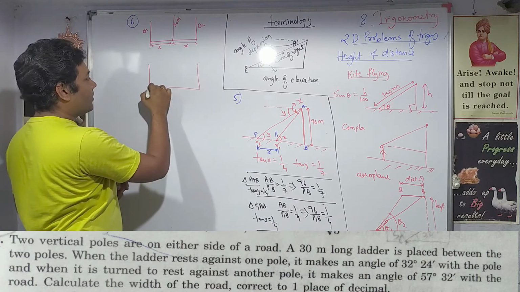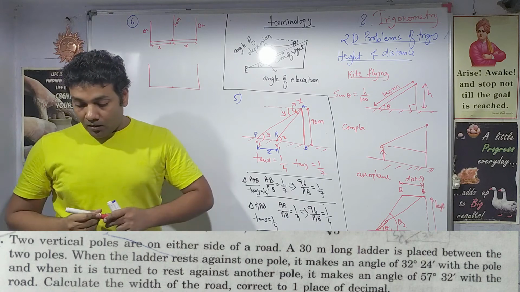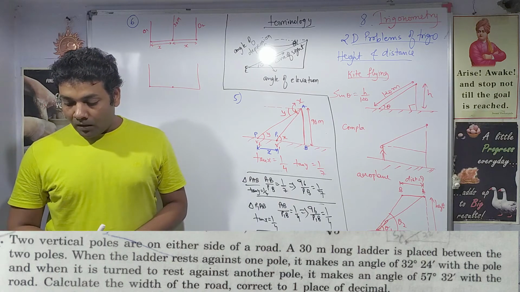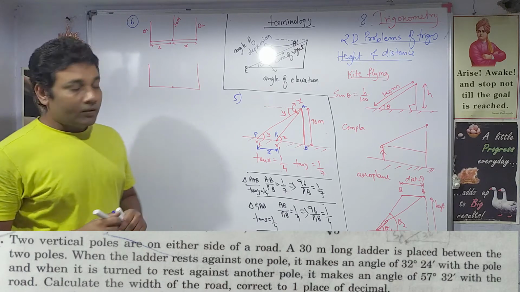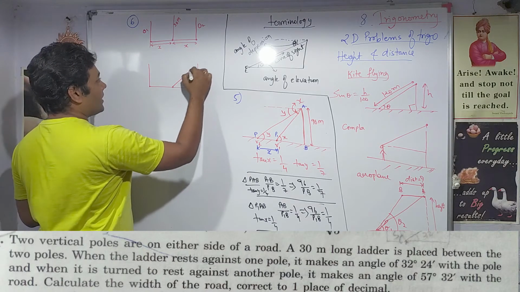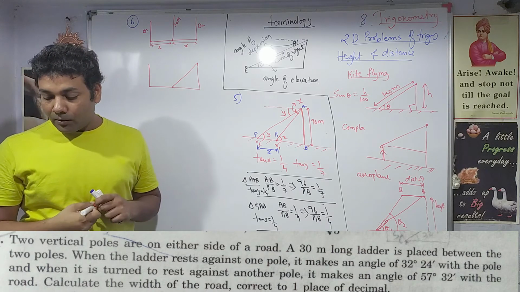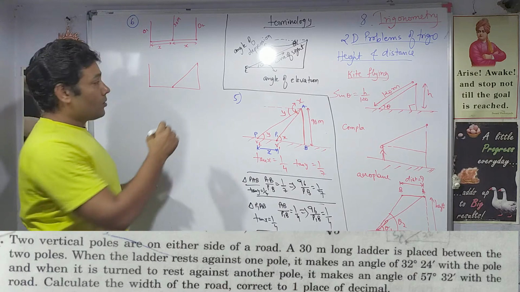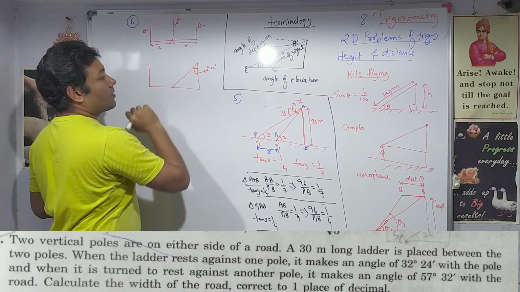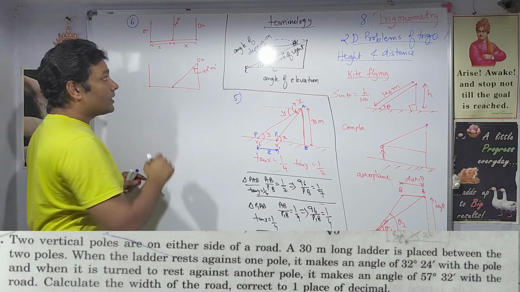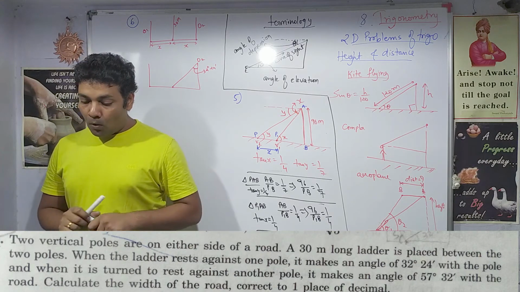What do they say? When the ladder is in the center. The question says that when the ladder rests against one pole, it makes an angle of 32 degree 24 minutes. So let us say it is resting against this pole. How much angle is it making? 32 degree 24 minutes with the pole. So with this pole it is making this angle. See the question, it clearly says with the pole.